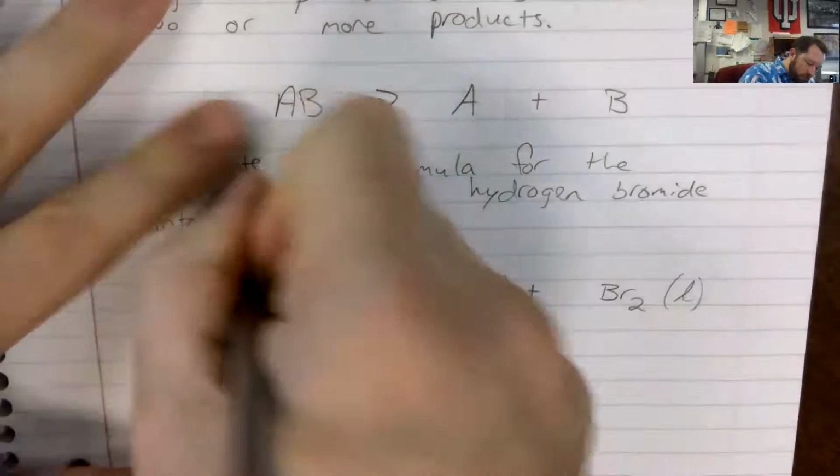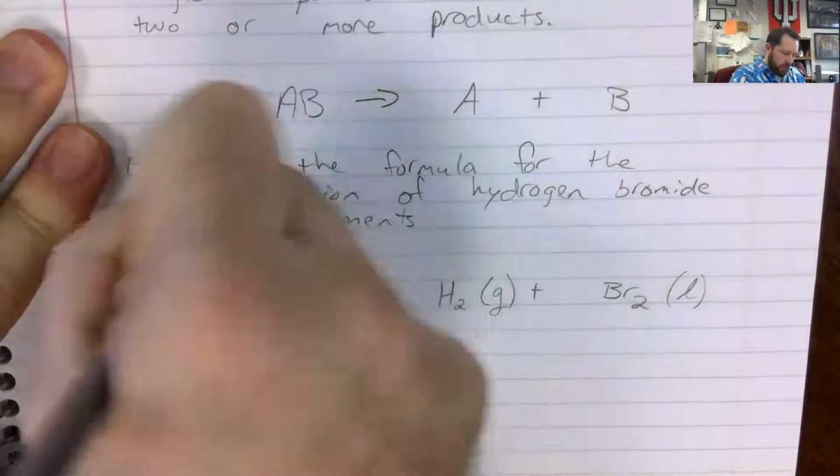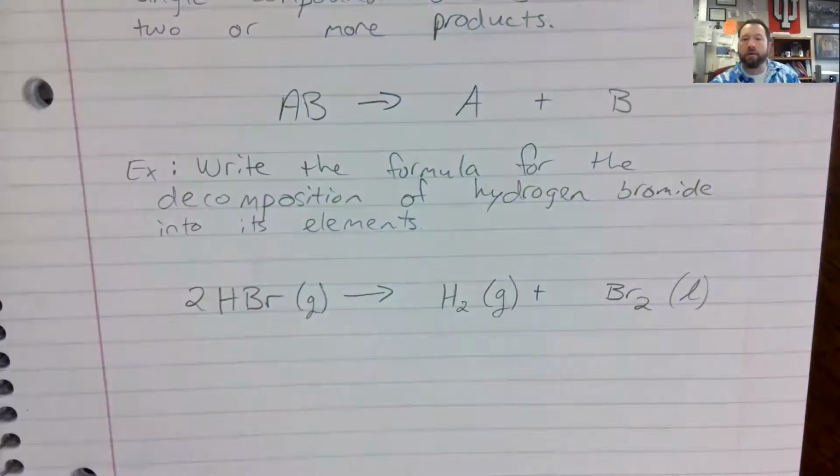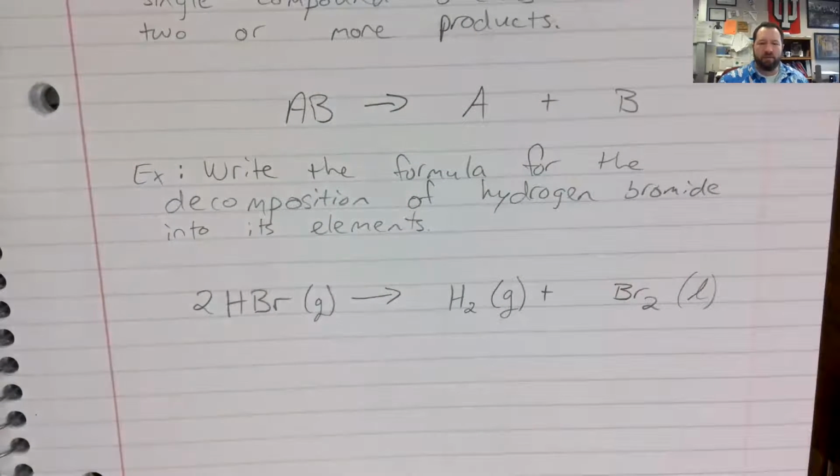Finally, get rid of these charges. I don't want to keep them. It's going to cost me a point every time I do keep them. So I erase them. They helped me while they were there, but now I don't want them. There is my final equation for the decomposition of hydrogen bromide into its elements.